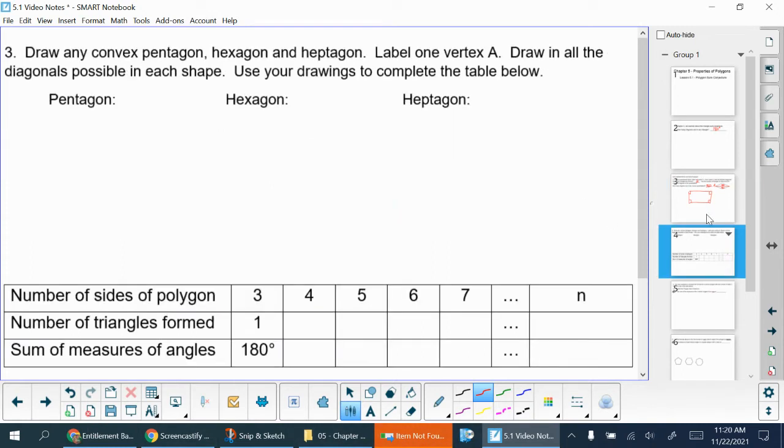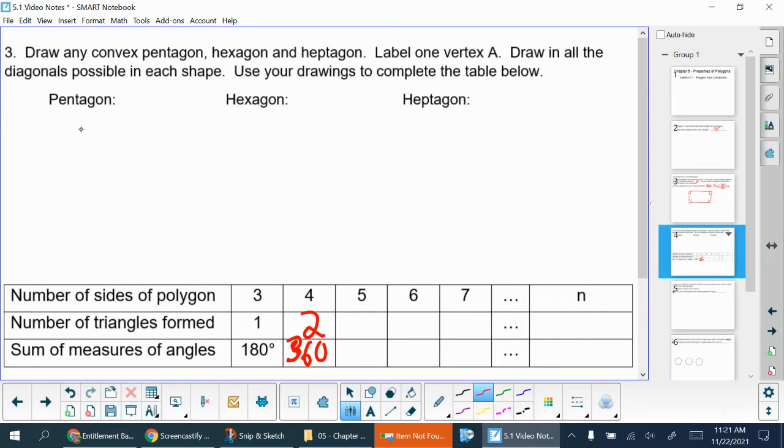Now, what I want you to do here is the exact same thing with the other types of polygons listed. So our quadrilateral had two triangles, which made 360 degrees. Go ahead and draw a pentagon, hexagon, heptagon, and do the exact same thing. Label the vertex, draw every diagonal you can from that vertex, think about how many triangles that makes, and what the total number of degrees would have to be. So pause the video now, go ahead and do that, and then start it up again when you're ready to talk.